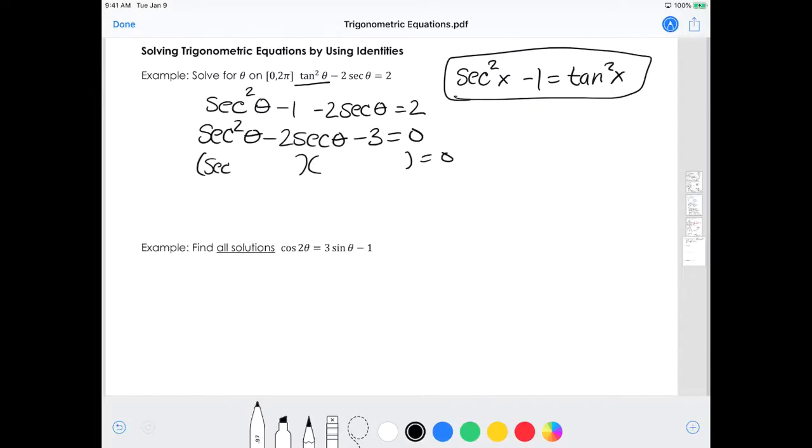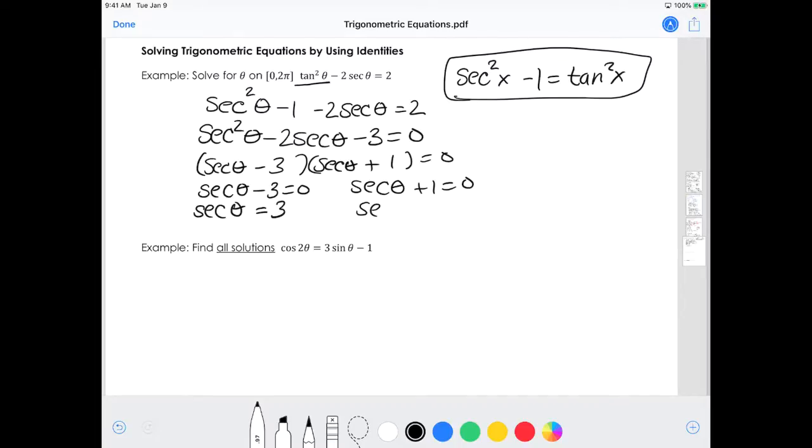Okay, so I have secant theta and secant theta here. So when I multiply them, I get secant squared theta. And I want to find the factors of negative 3 that would add to give me negative 2. So that's going to be a minus 3 and a plus 1. So now I'm going to make my mini equations. I'm going to have secant theta minus 3 is equal to 0, and secant theta plus 1 is equal to 0. So I'm going to add 3 to both sides, and over here, I'm going to subtract 1 from both sides.